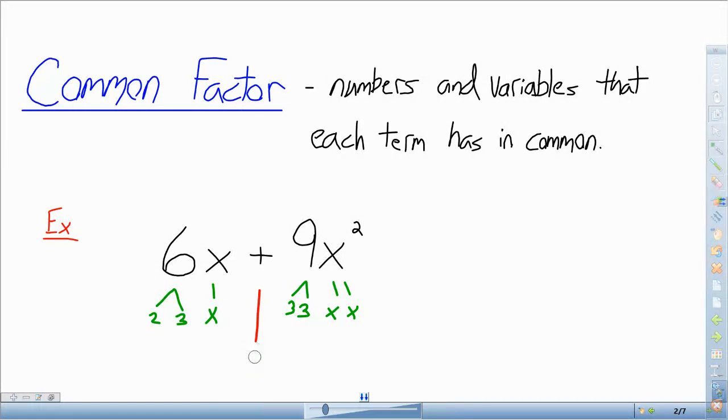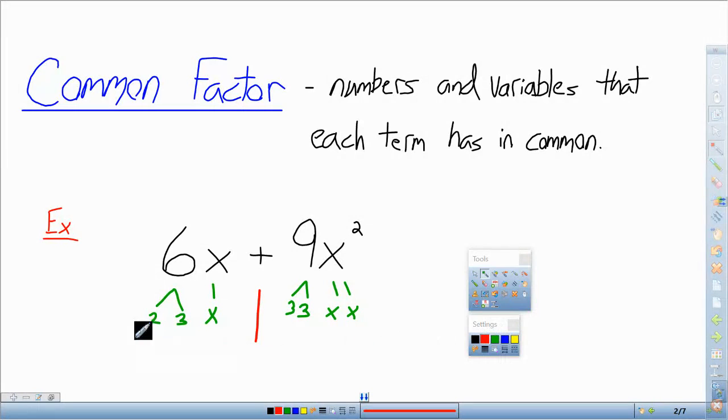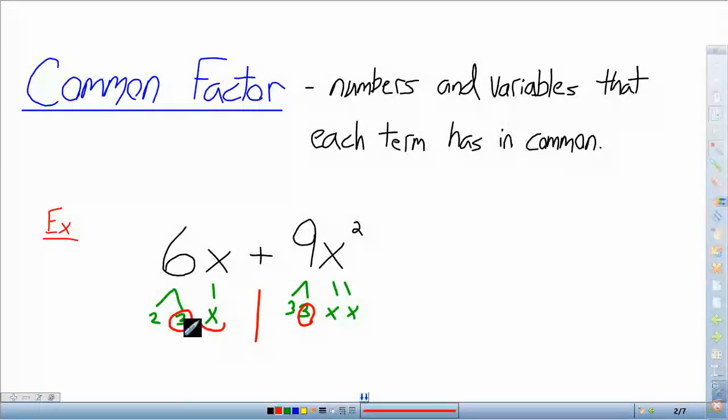If we're looking for a common factor that these two terms have, since we've broken it down, it's sitting in front of us. We're looking for numbers and variables that they both have. I notice both of these terms have a 3. As far as numbers are concerned, that's all they have in common, that single 3. As far as variables are concerned, it looks like they have a single x in common. So that is the common factor. It looks like these both have a 3x in common.